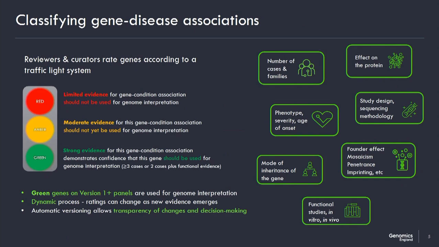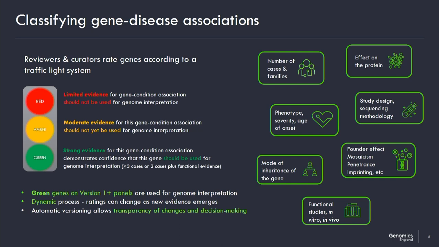So each gene disease association will have a varying strength of evidence, and it's the job of the curators to go through this evidence. And to make our assessments, we'll take into account a number of factors, such as the number of cases that have previously been found with variants in those genes, what the phenotype of those cases are, other things like functional studies and things. And we rate the strength of the evidence based on a traffic light system.